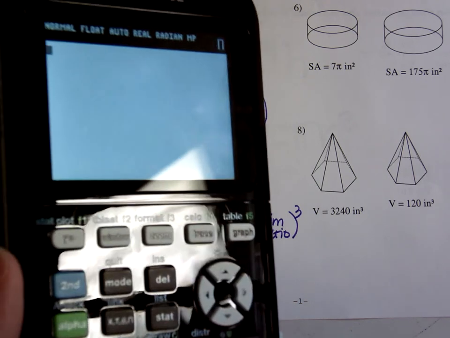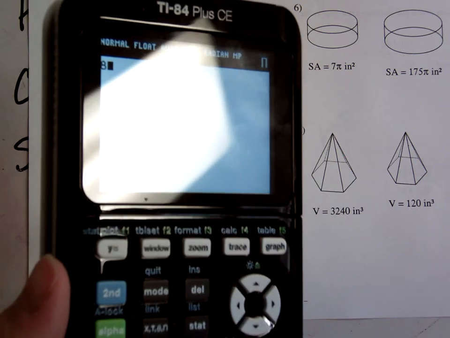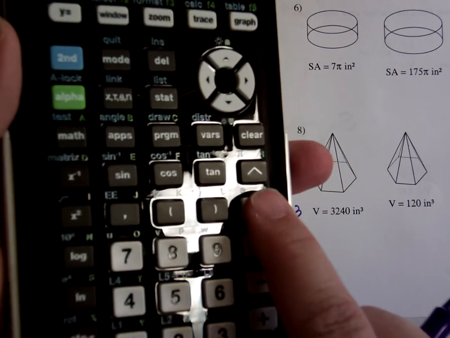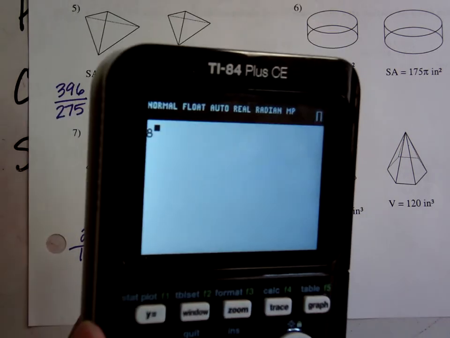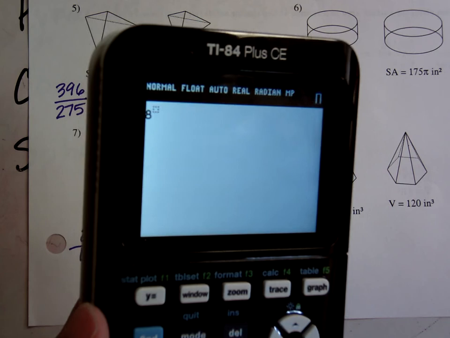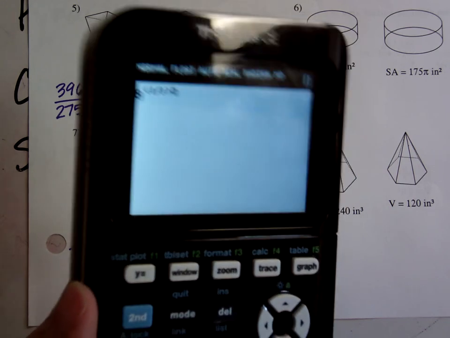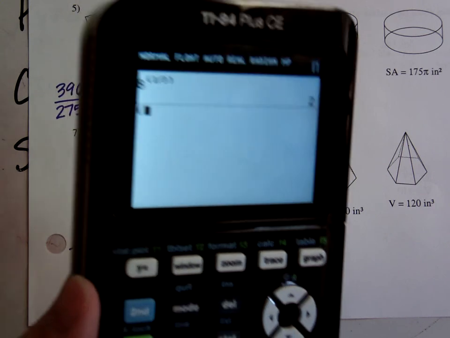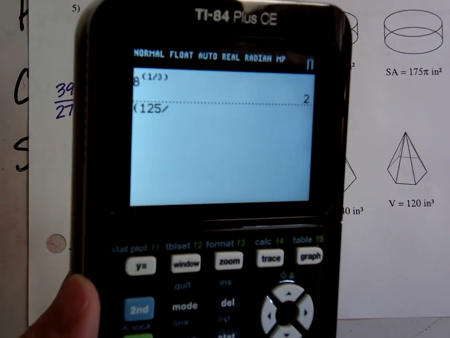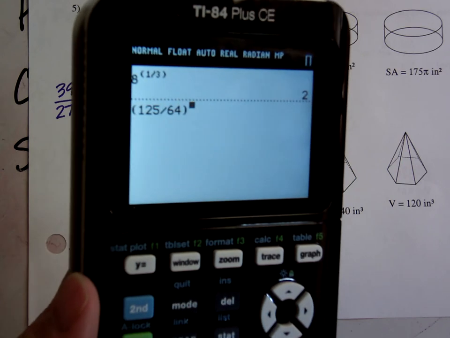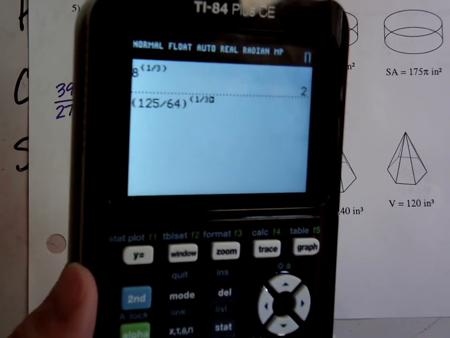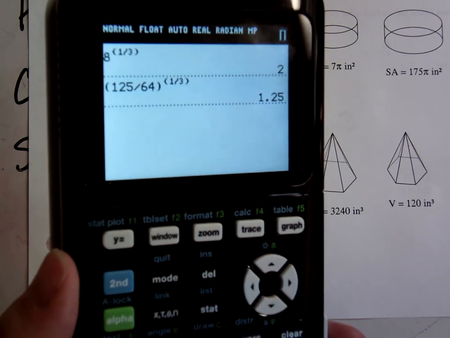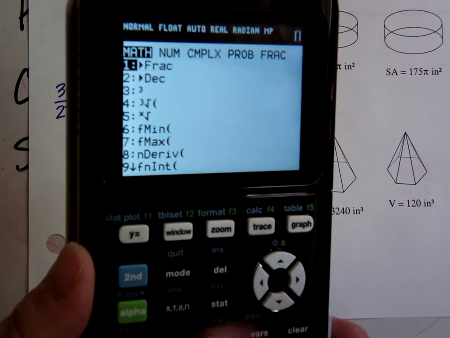For instance, what's the cube root of 8? 2. Okay, so if I go 8 and then I use the little caret button right there, and then if you have a fraction button, you can use that, or you could just put it in parentheses. 1 divided by 3 is 1/3. So that's 8 to the 1/3 power, I get 2. So in this case, I can put it in as 125 over 64 to the 1/3 power. Now this one doesn't give me fractions, so I'm going to have to use my imagination, or I could use, it'll change it to the fraction for me.